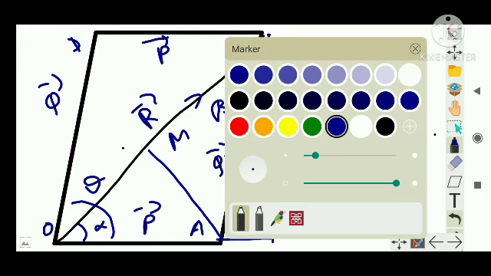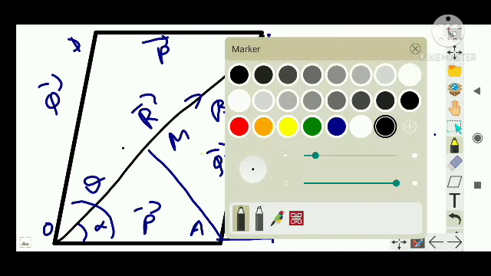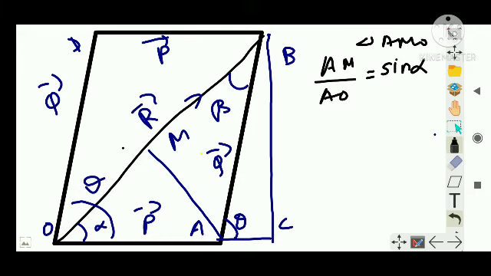And which is that triangle? AMO. This is the triangle, right? In that triangle, what can I write? I can write AM by AO is equal to sine alpha. In which triangle is it? AMO, right? Similarly, AO is P. You can see from the figure itself, this vector. So in place of AM, I can write P sine alpha, right?